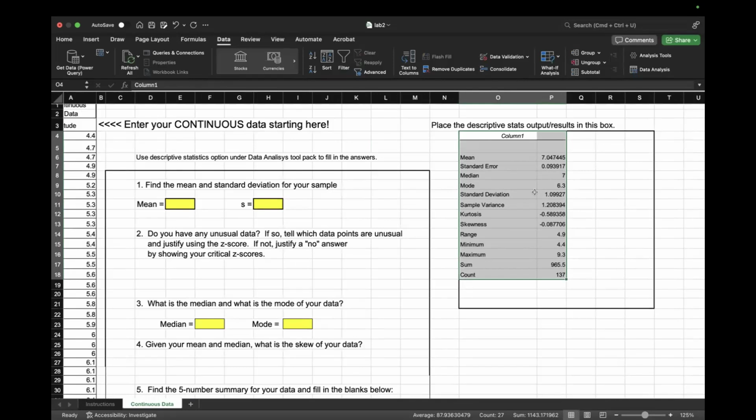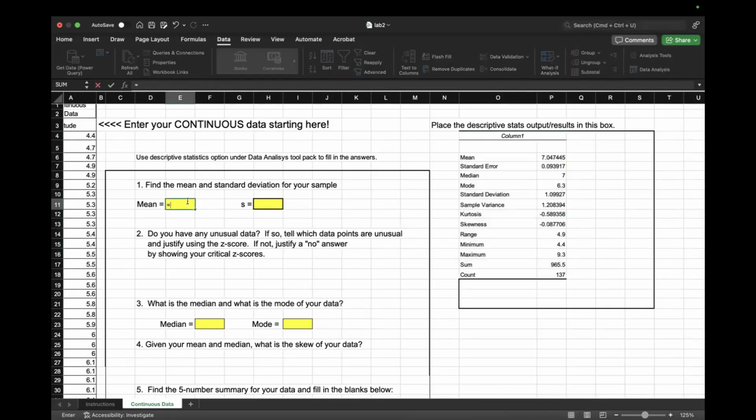So while you're doing this lab, as much as possible, I want you to use the Excel tools, because the point of these labs is to use Excel. Let me show you how to use Excel to populate the cells. So for the mean, you have to put the equal sign first, click equal, and then click on the box that has the mean and hit enter, and it will populate it. Same thing with standard deviation. Hit equal, and then click on the box that has the standard deviation and hit enter, and it populates it.